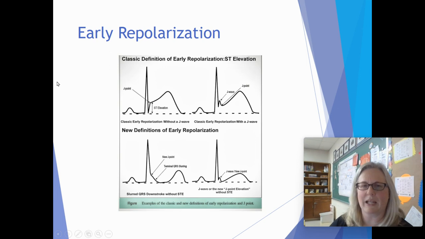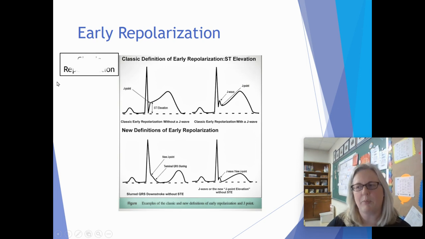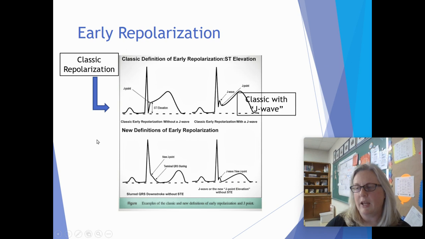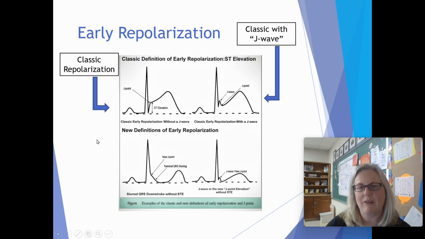So here's an actual example of what it looks like, the classic repolarization right here. So where it's ST elevation and the J point is right there. This is repolarization there. And then the J wave is going to be in this one. And you can see the J wave right there. So this is it without the J wave, and this is it with the J wave. Okay, the little badoop badoop.